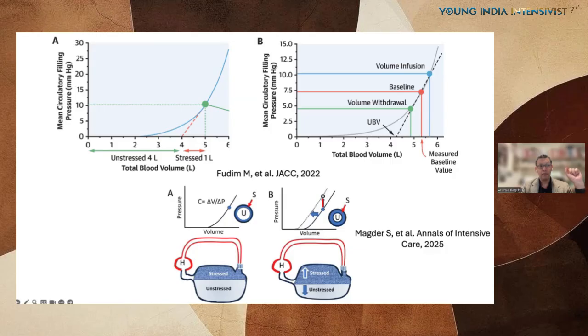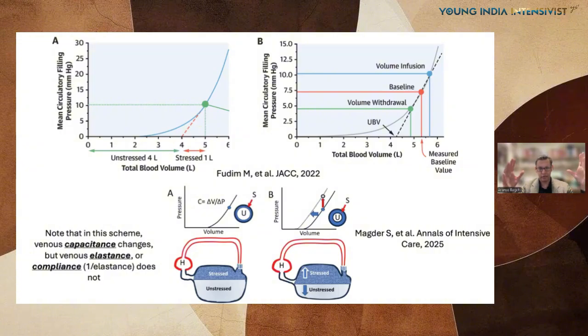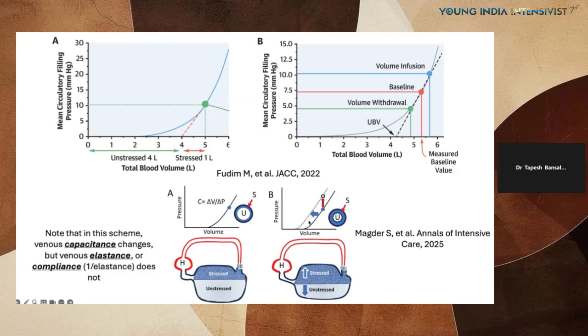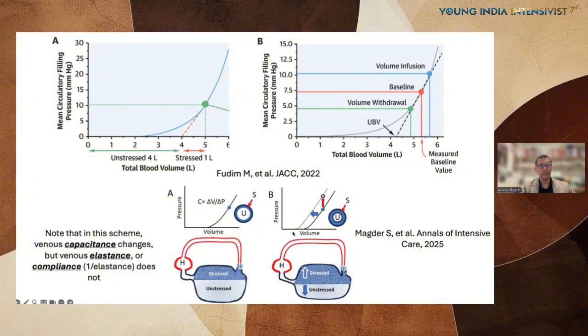Somewhat of a fine point is that this is a change in venous capacitance, which is the total ability to hold blood, not a change in elastance or compliance. Compliance, as you know, is the inverse of elastance. So if the blood shifts from the unstressed to the stressed compartment, your venous curve sort of moves to the left, but the slope of this curve, which is the elastance, strictly speaking, change in pressure by change in volume, does not change as much. All right, so that's stressed and unstressed volumes.